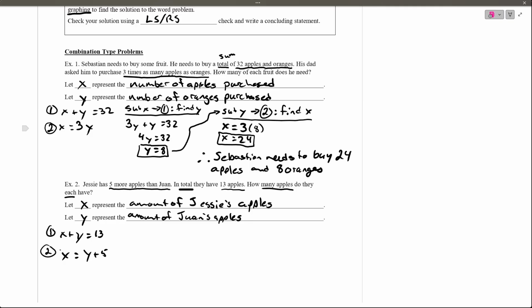Now again, we can rearrange this. We can do elimination. But again, we already have a variable that's isolated, so let's use substitution. Makes life easy. So we're going to take this, and we're going to sub x into 1, and we're going to try and find y.